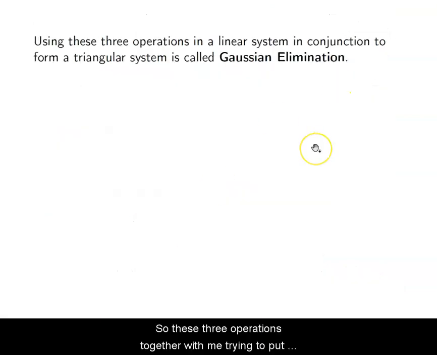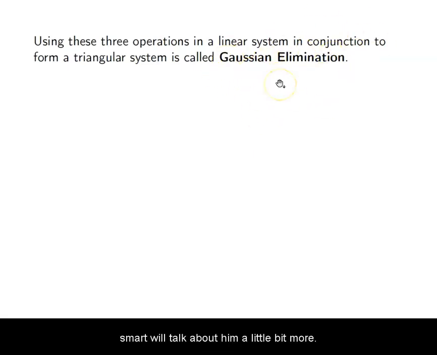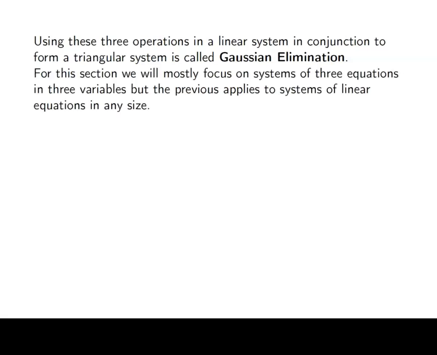These three operations, together with me trying to put my system into a triangular system, we call that whole process Gaussian elimination. We're still eliminating, which you're used to. However, the methodology in which we go about eliminating our variables is a little bit different than normal, and that's why it's the Gaussian method. Gauss was a famous mathematician, super smart. We'll talk about him a little bit more in chapter 12, I believe. But right now, this is the method that he had for solving systems of equations.